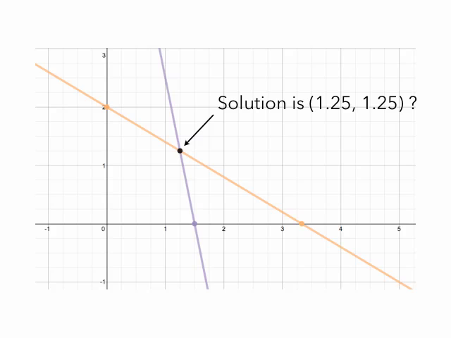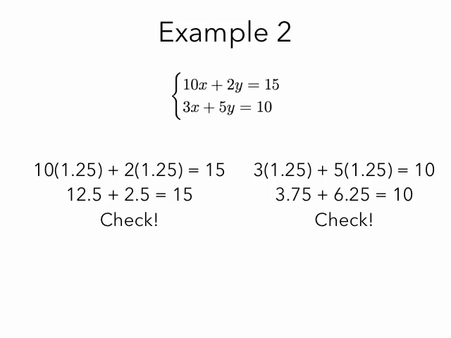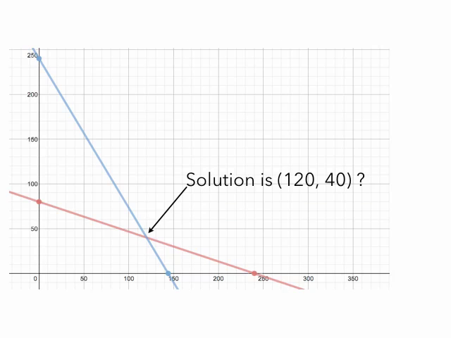Again, we're kind of estimating here. It's hard to tell exactly, but we're going to have to plug those in to find out for sure. So we go ahead and put 1.25 in for x and for y. It turns out it does check out, and that is the solution for this system of equations. But it does reveal one of the drawbacks of solving systems of equations by graphing, which we'll touch on in a moment.